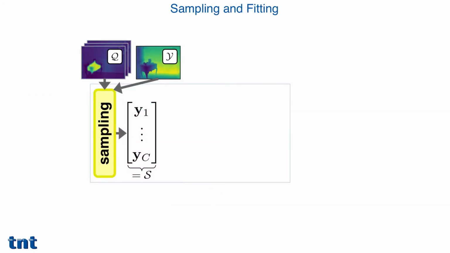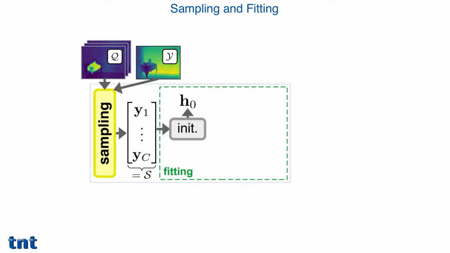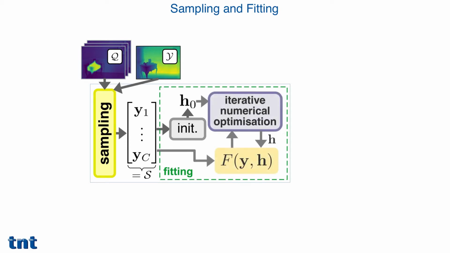During the sampling and fitting stage, we first select a minimal set of feature points using the predicted sample weights. With these feature points, we estimate initial cuboid parameters using a simple heuristic. We then minimize an objective function which measures the distance between the feature points and the cuboid surface using an iterative optimization technique such as LBFGS or ADAM.